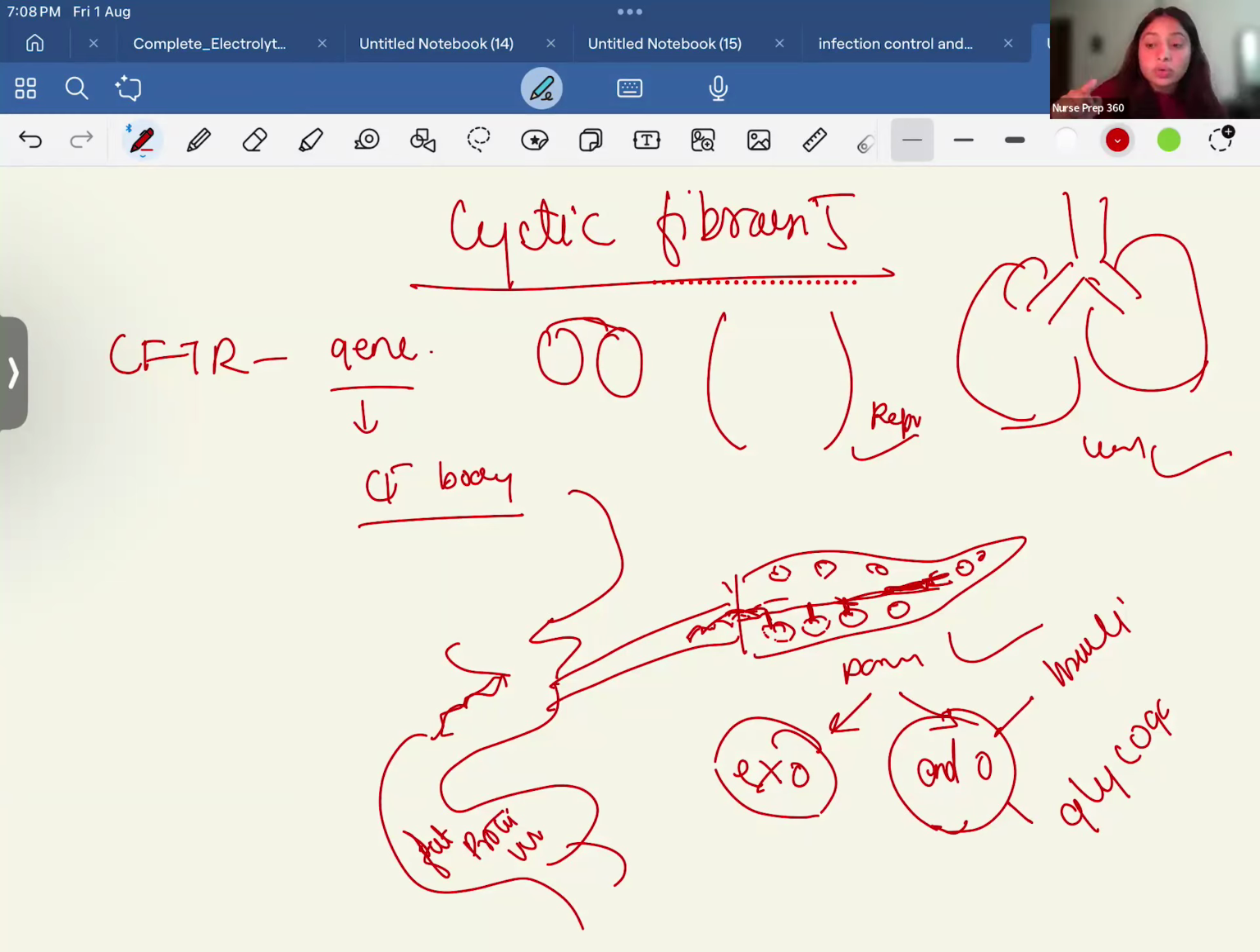Fatty stool is called steatorrhea. Do you know this? What is steatorrhea? Undigested fat will be removed in your stool. Write down the characteristic features of steatorrhea: bulky, foul smelling, greasy stool. Also malnourishment, underweight, poor weight gain, milestone problems.